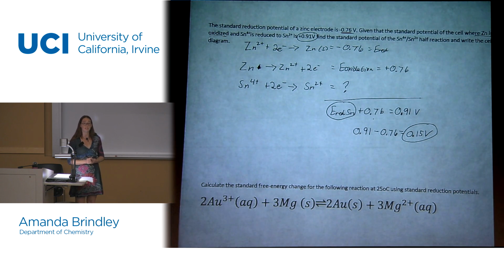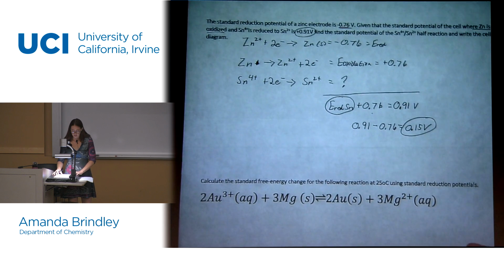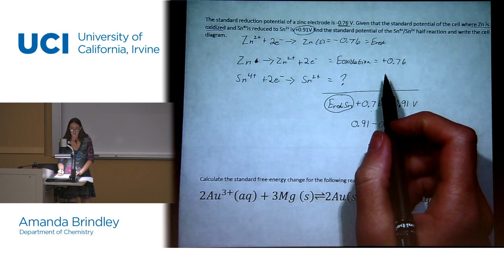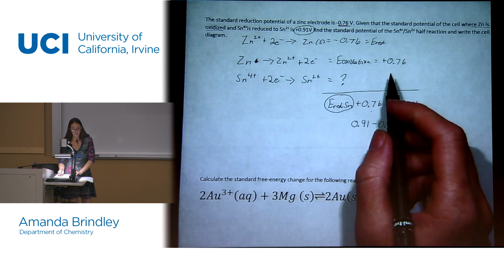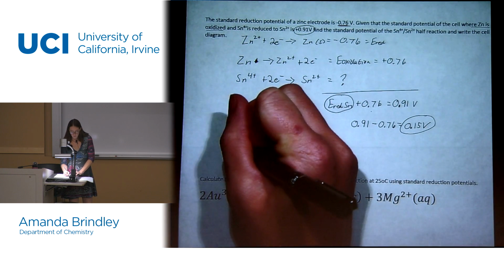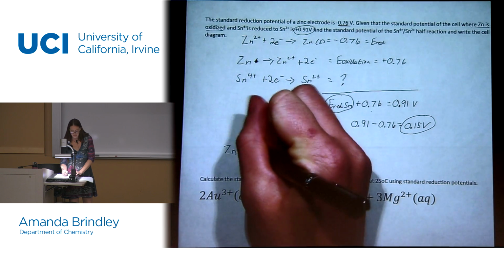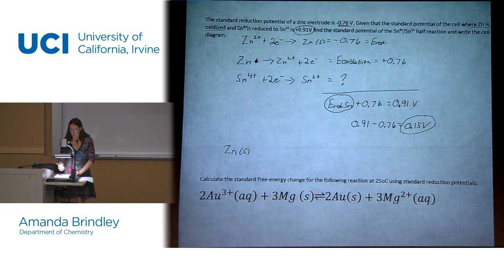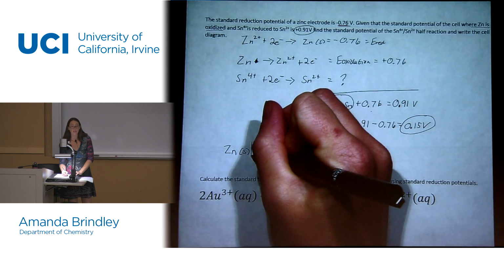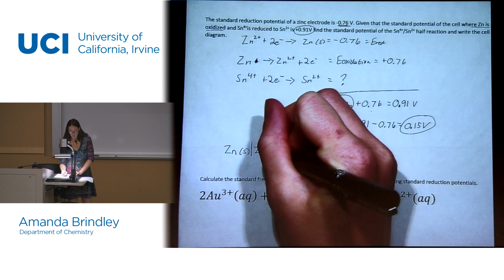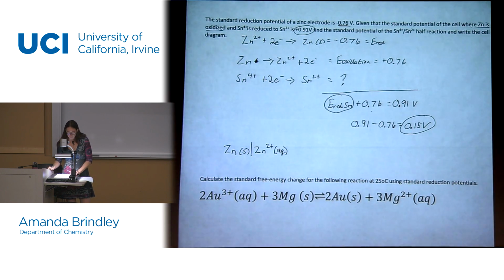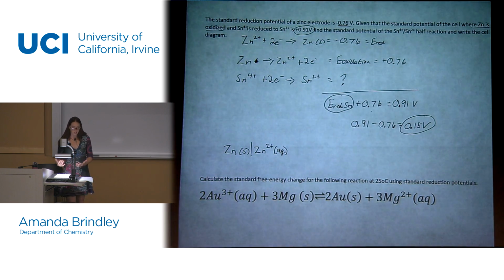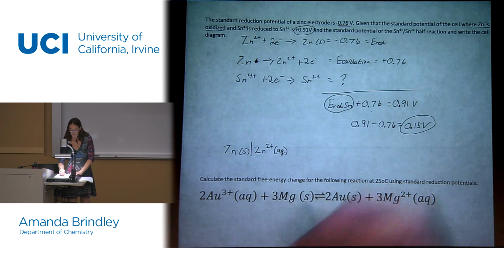Now I also asked you to write the cell diagram, so we'll do that real quickly. We know that which one is our anode? Zinc or tin? Zinc. So zinc is going to be oxidized. So we start with our zinc solid, we start with our zinc electrode, and mentally walk through the picture here. We go from our zinc solid into our solution. So we do a phase change. They didn't tell us the concentrations here. They're going to be standard, but because of that, we can just leave it. We don't have to write those.